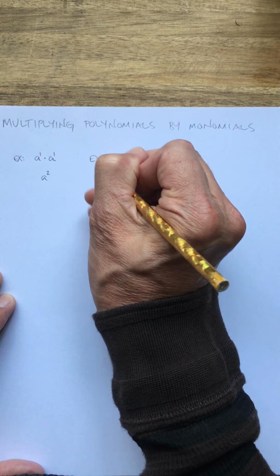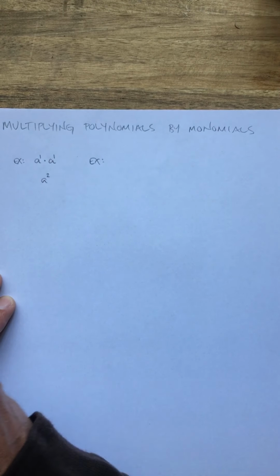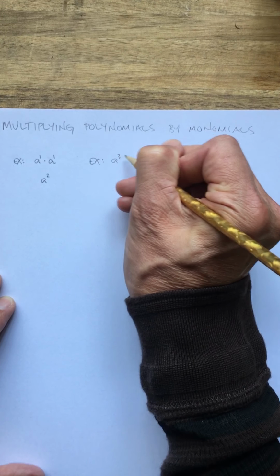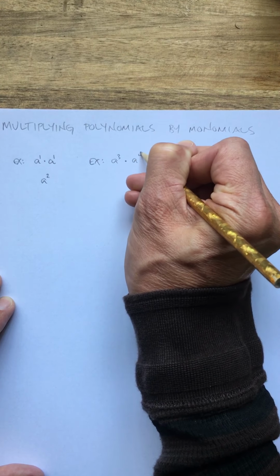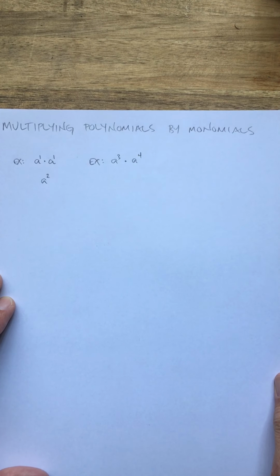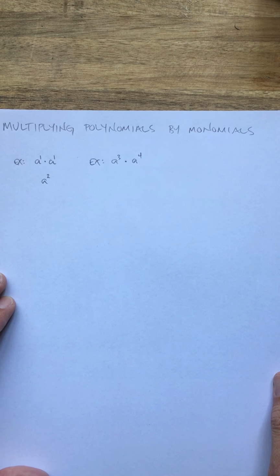Let's do another one, okay? Now, let's try this. a cubed times a to the 4th. Now, some of you guys are like, oh yeah, I know what to do. It's a to the 12th. And others are like, oh no, I know what to do. It's a to the 7th. And others are looking at each other like, what?